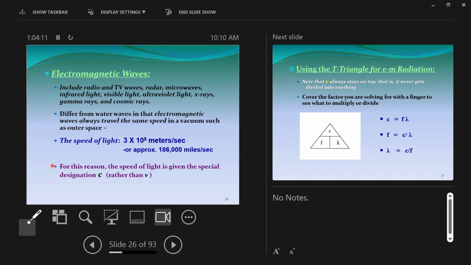The light source will always measure 3 times 10 to the 8th meters per second, no matter how fast Enrique's moving away from me or toward me, okay? Even if Enrique is moving toward me at 99% the speed of light, I will still measure the light to be moving at 3 times 10 to the 8th meters per second.